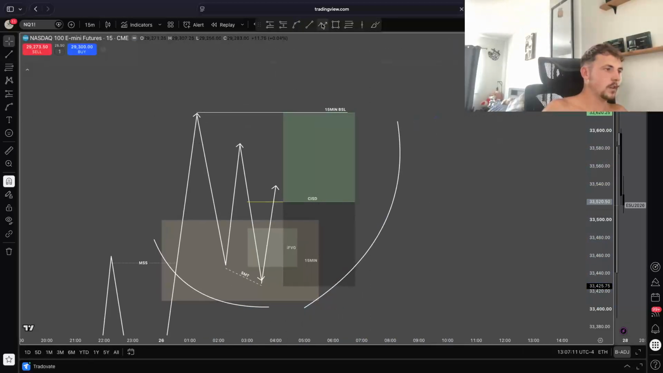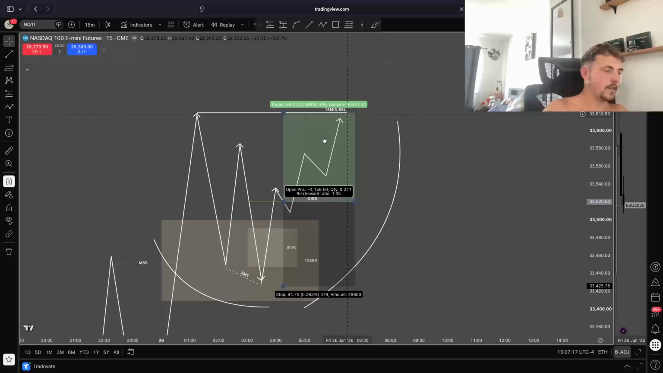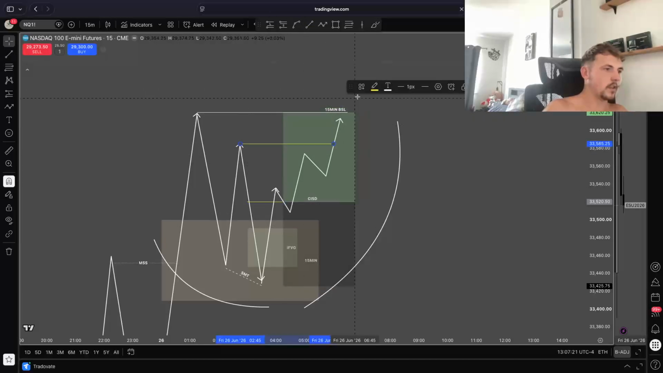Alright, so we pull back to the change of state, you get your entry, and then we start trading with the 15-minute buy side liquidity being your target. If we have an internal high here, that's going to be a break-even point.